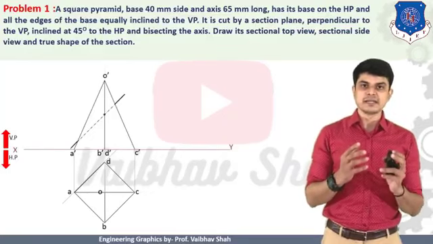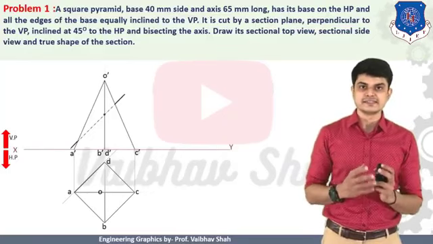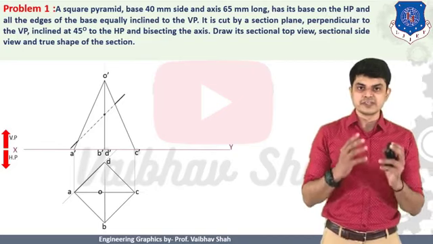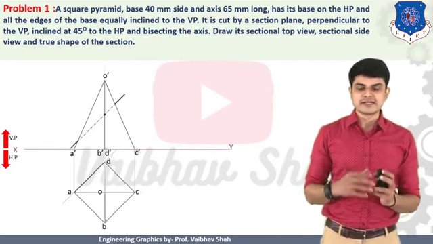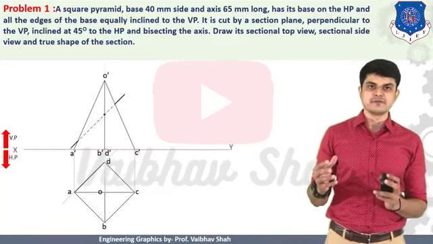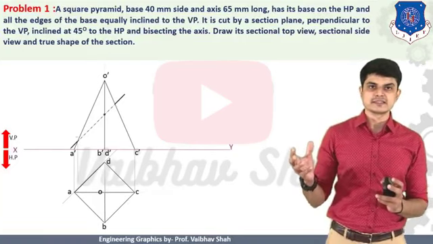So here the cutting plane is cutting a total of 4 lines. That means 4 points will be generated on these lines by the cutting plane. So let us define these 4 points. So first point we will be defining here like this.